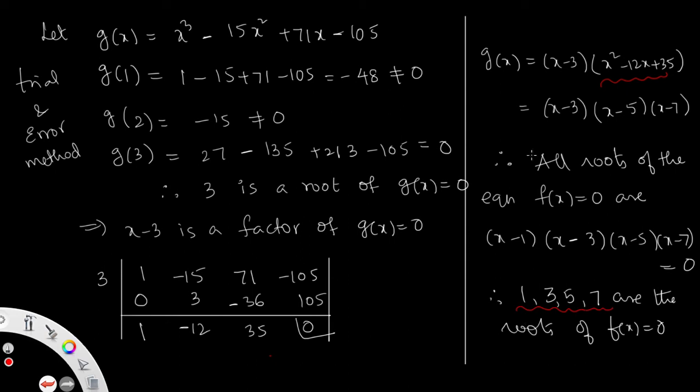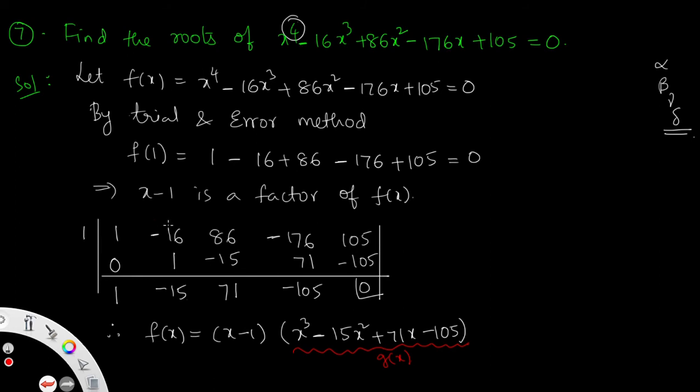So first, take the trial and error method. One of the roots you can get is 1, as it satisfies the equation. That is why x minus 1 is a factor of the equation. By taking the coefficients and simplifying using synthetic division, you also get remainder 0. Then the remaining equation is x cubed minus 15x square plus 71x minus 105. Let us consider this as g of x.